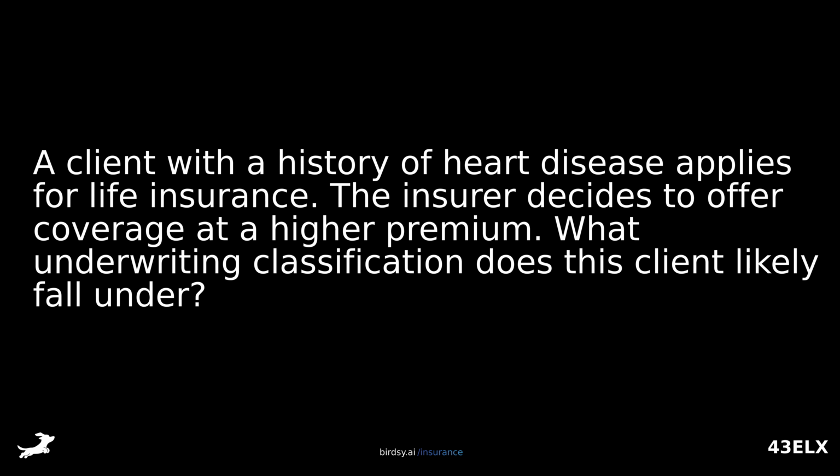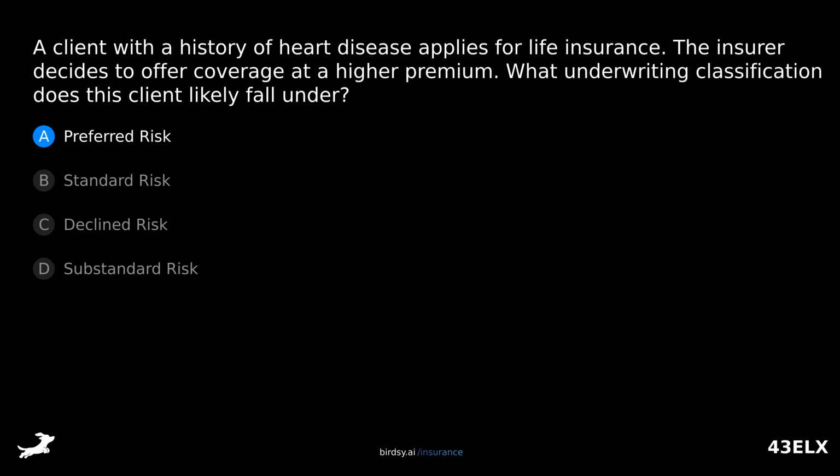A client with a history of heart disease applies for life insurance. The insurer decides to offer coverage at a higher premium. What underwriting classification does this client likely fall under? Is it A, preferred risk? B, standard risk? C, declined risk? Or D, substandard risk? The answer is D, substandard risk.